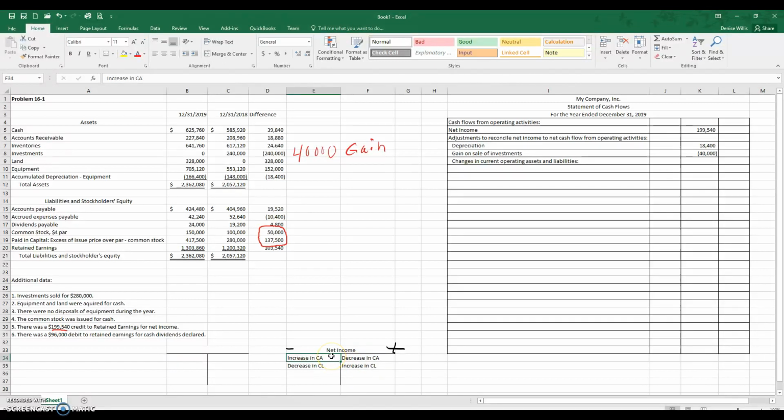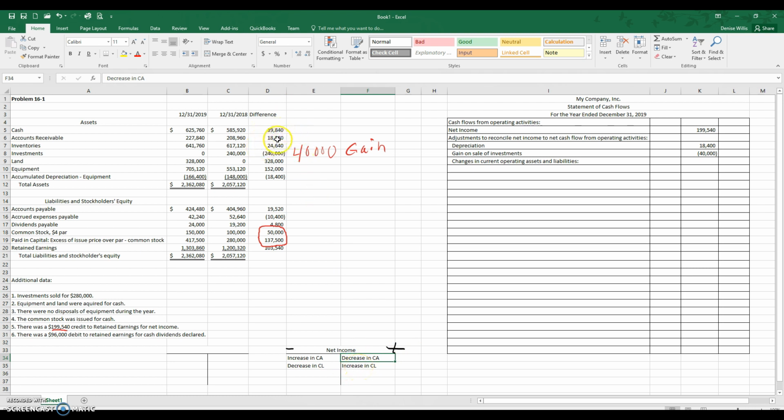Any increase in a current asset, that difference is going to be subtracted from net income. If you can even just memorize one of these, everything else is an opposite. An increase in current assets is a subtraction. A decrease in a current liability is a subtraction. You know, the opposite here. Decrease in a current asset is added, and then the increase in a current liability is also added.